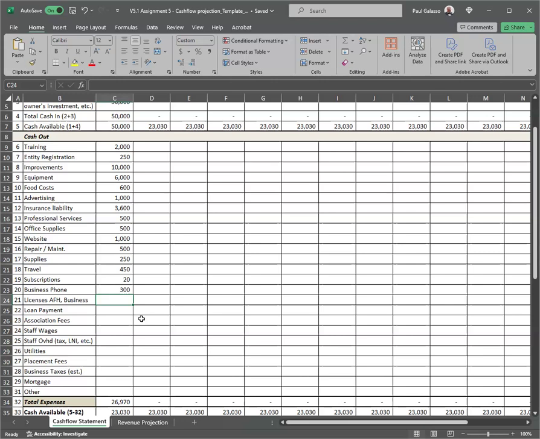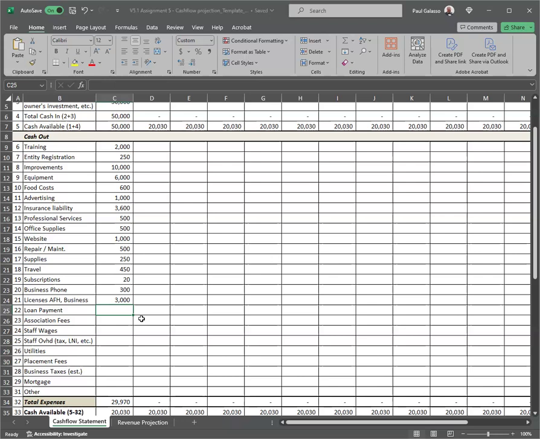So at $2,750 for the license for the adult family home, add another $250 for an even $3,000 for our licensing, and that will ensure that we're good to go as far as licenses go.